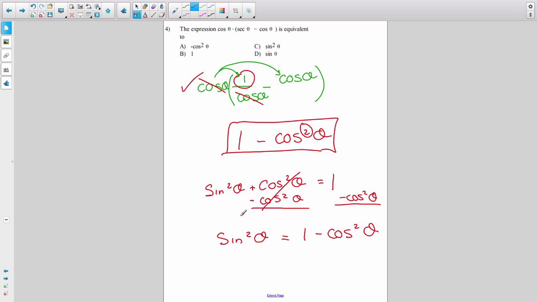So by simply applying the rules of equations, where you can move terms to either side just by changing their sign, we were able to find a Pythagorean identity that looked just like we needed it to, 1 minus cosine squared theta. And when we did, we found out that that was equivalent to sine squared theta. That's our answer. Choice C.